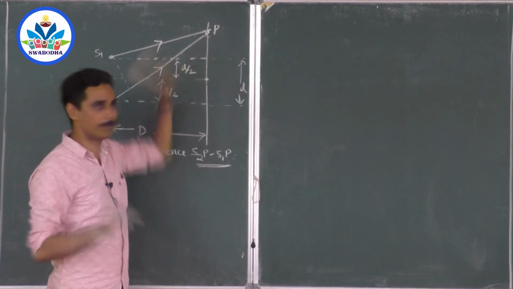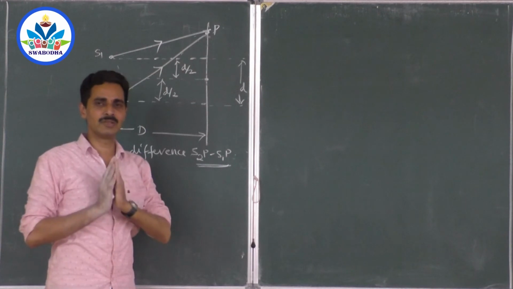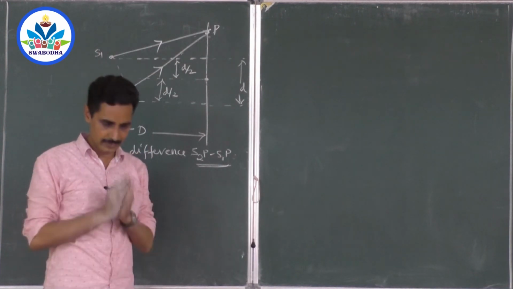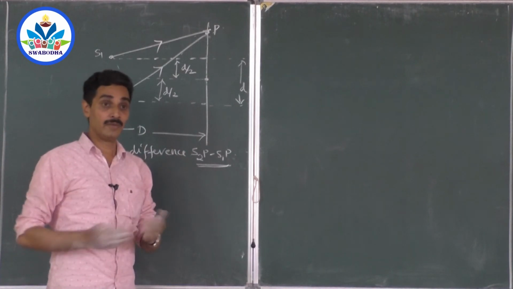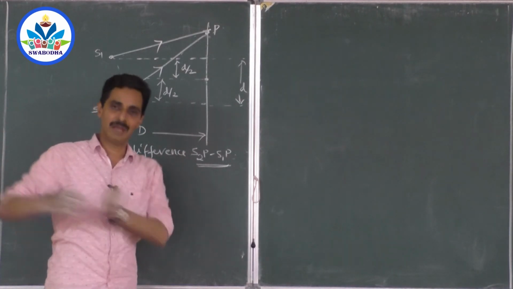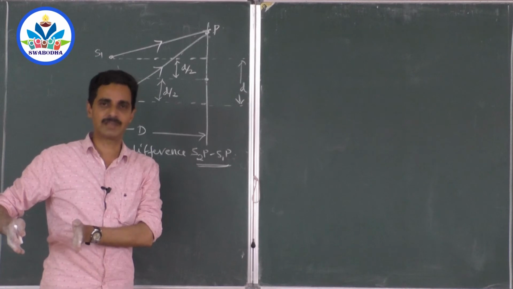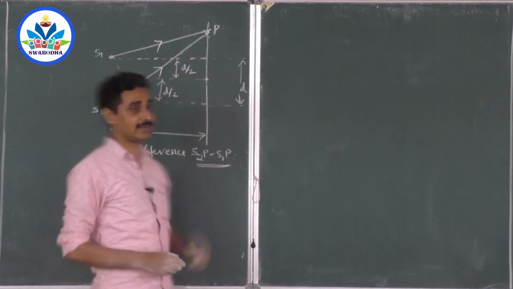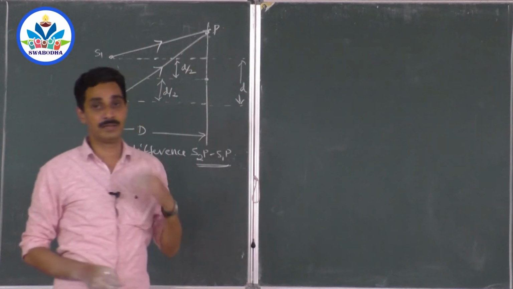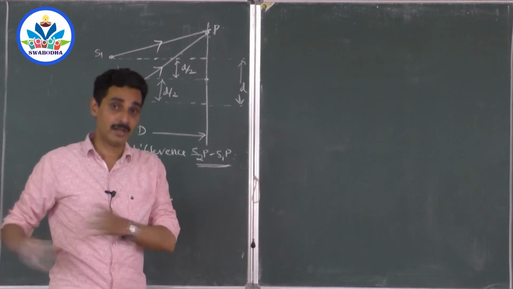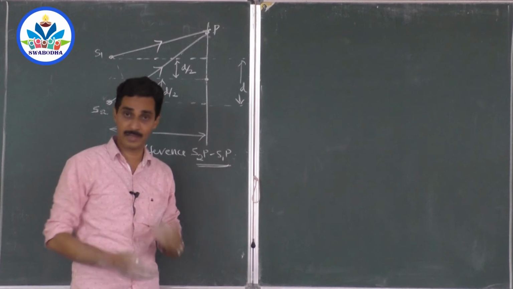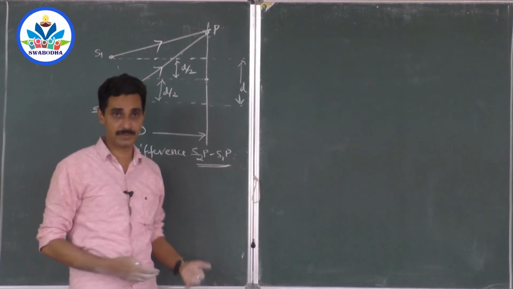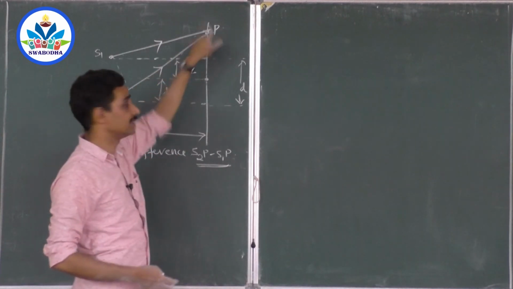So we will keep this open. Point P, we don't conclude that it is always bright or always dark. We will keep it open. This may be a dark, that may be a bright one. And when do you say that it is bright? We will have the condition: path difference is n lambda. When do you say that this point is dark? n plus half lambda: 1.5 lambda, 2.5 lambda, 5 lambda by 2, 3 lambda by 2, lambda by 2. For all those path differences, this is a dark fringe.